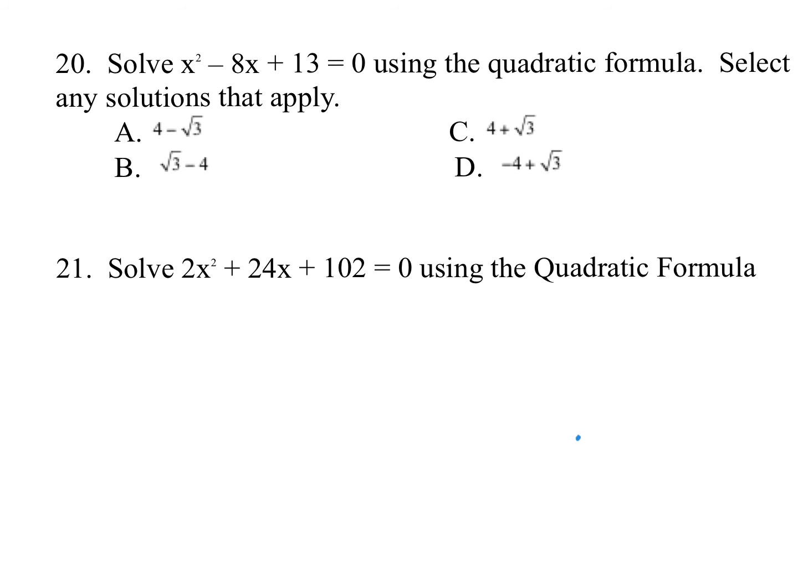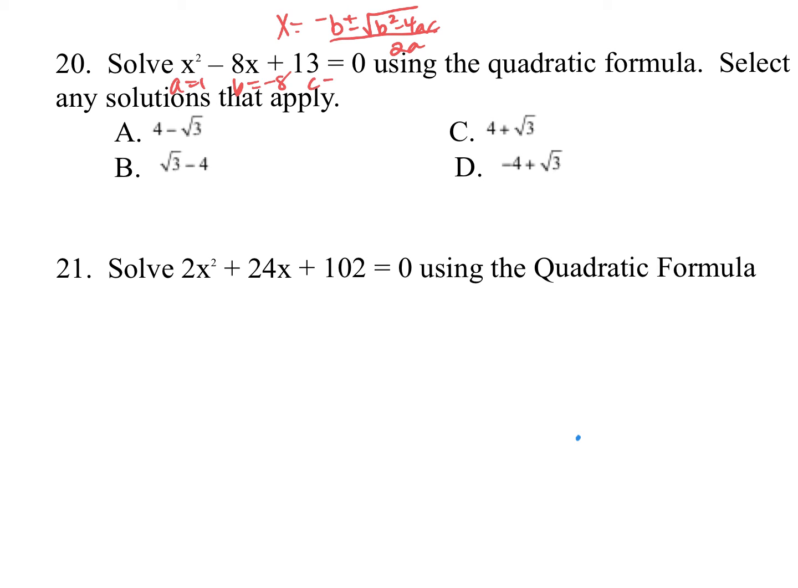Okay, both of these are quadratic formula. So we have to know what the quadratic formula is in order to be able to do these problems. So if you have forgotten, it's x equals -b plus or minus the square root of b squared minus 4ac all over 2a. So here's my a is 1.